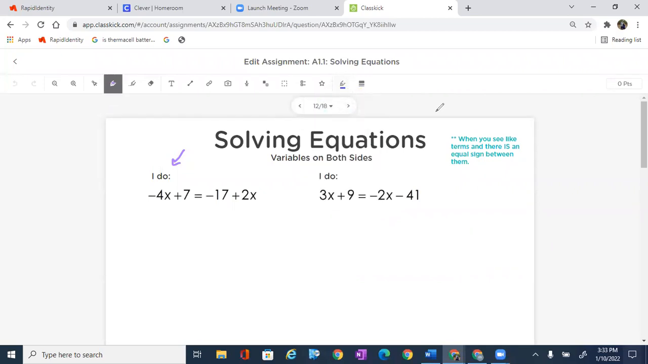Well, if I'm going to move it from one side of the equal sign to the other side, I'm going to use the opposite. So I'm going to look at negative 4x, I'm going to use a positive 4x, and I'm going to write that positive 4x over on the other side. And I'm going to make sure I put an addition sign in there so I can remember that I'm adding it. And I get negative 4x and positive 4x. That's going to give us a 0.